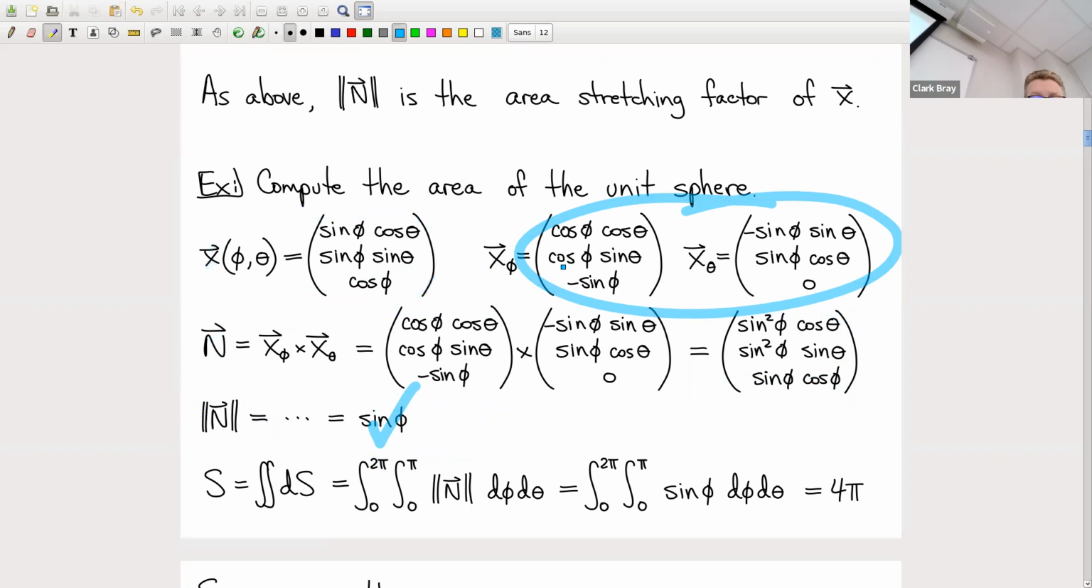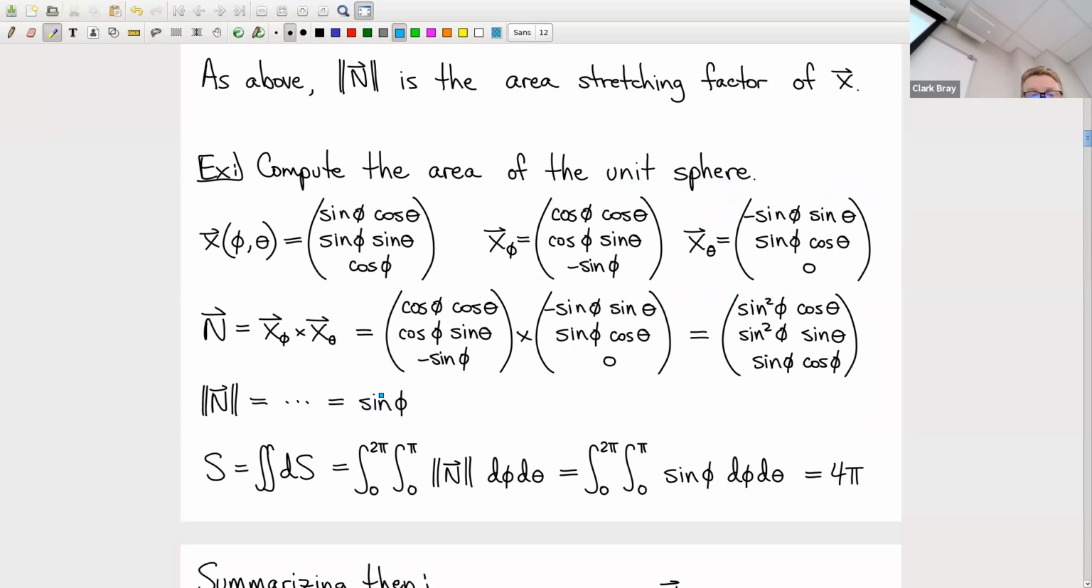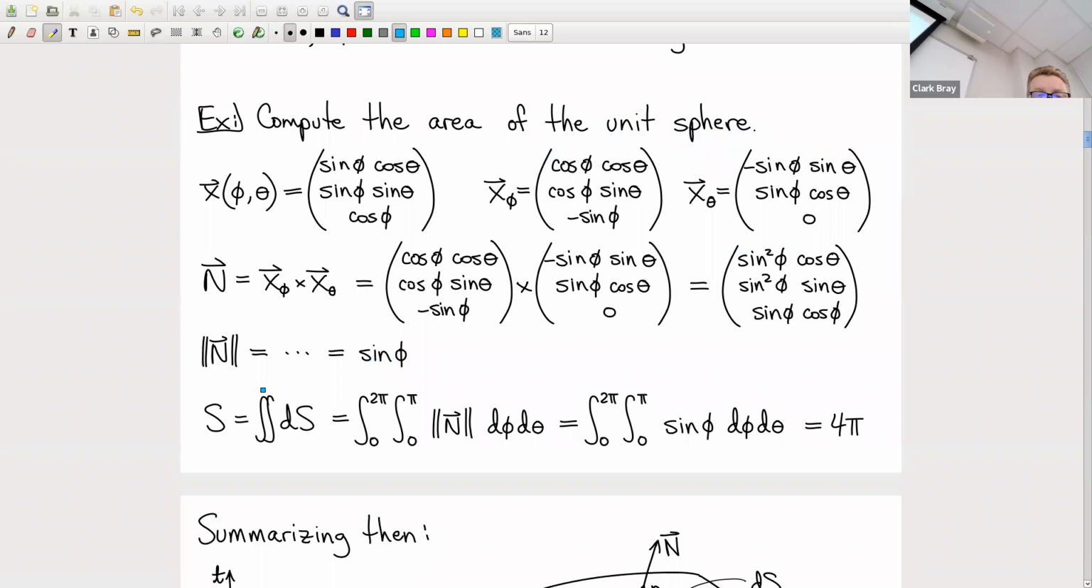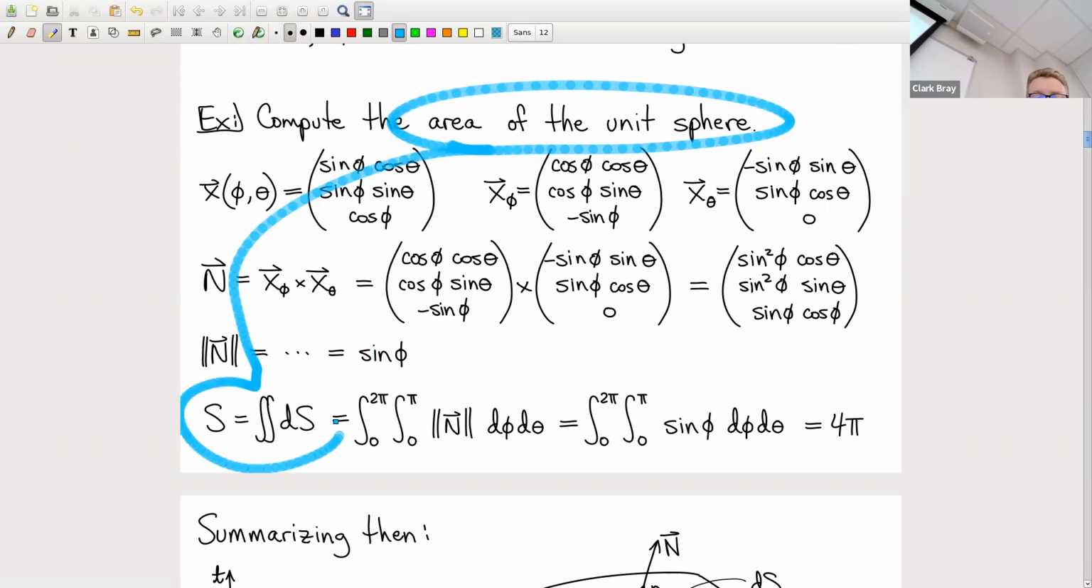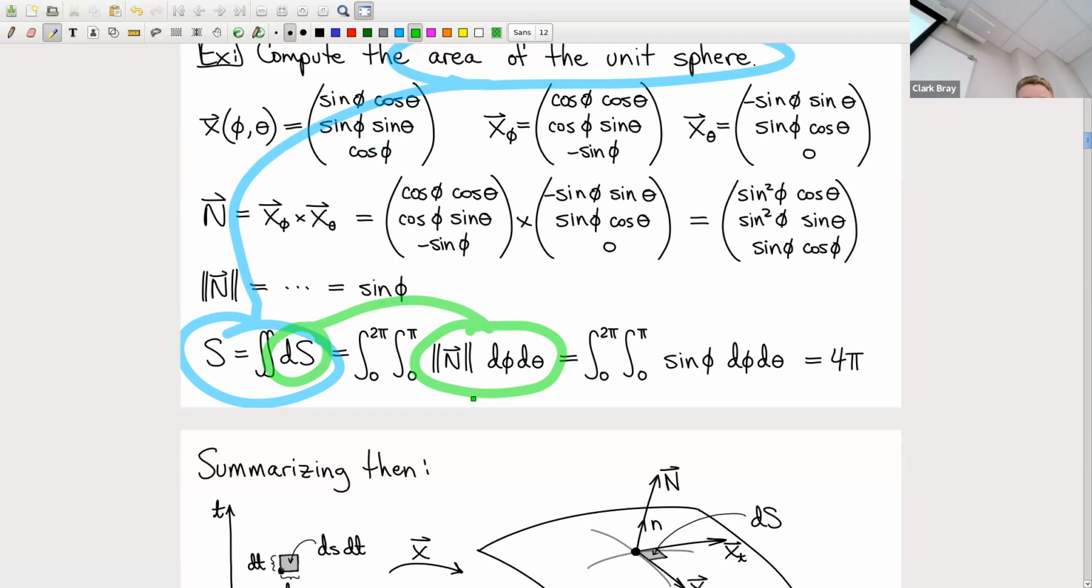And with the stretching factor, it's kind of all over. What's the total surface area of the sphere? The area of the sphere, I chop up into little pieces. Total area is the sum of the little pieces of area. Each little piece of area is stretching factor times d phi d theta. So that's the pullback, just like in change of variables. And we just got through computing this stretching factor.